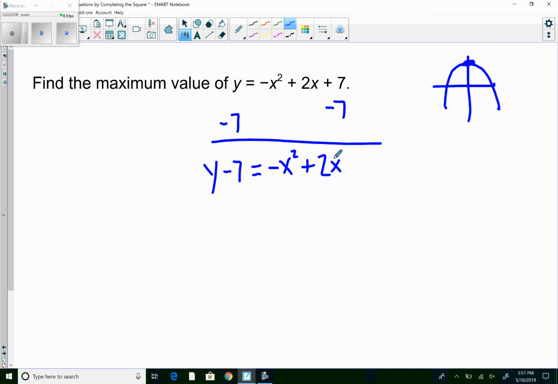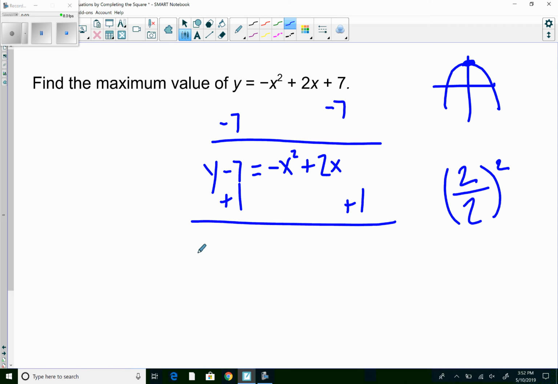Okay, now let's do the completing the square process. B divided by 2 squared. So that's going to turn into 1. So let's add 1 to both sides. So that's y minus 6. Oh, whoops. Hang on a second.